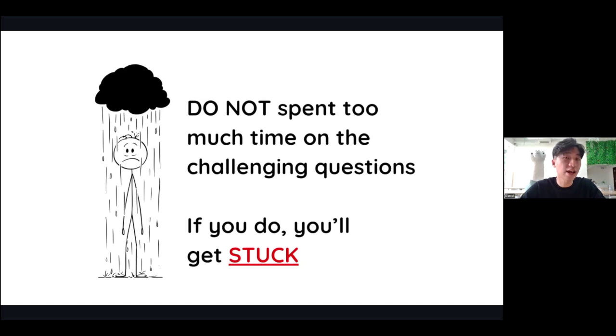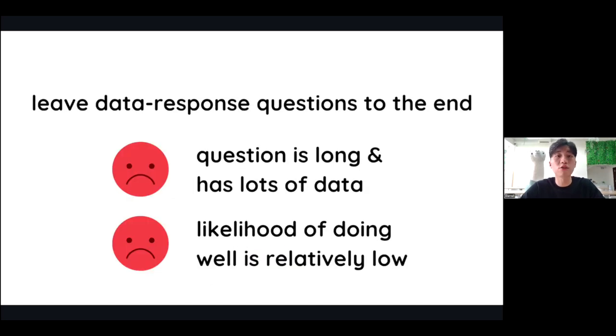In context for the science paper, I actually recommend leaving your data response question till the end. Now, the question over here is usually very long, with many data presented that you need to interpret. Furthermore, the likelihood to do well here is relatively low. Therefore, my recommendation is to still attempt this question, but to do it last. So in short, even for other subjects, focus on the questions that you're confident in first and secure your baseline. Then move on to attempt the more challenging questions after.